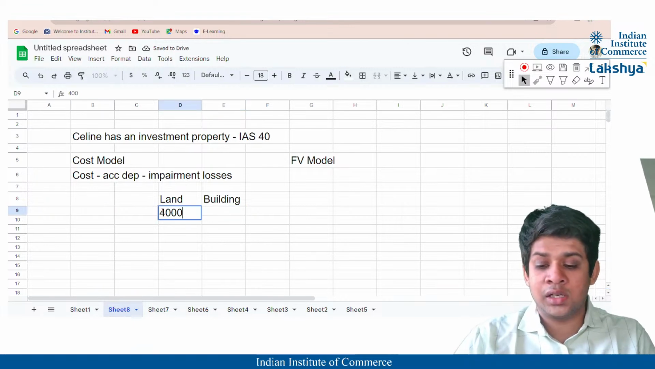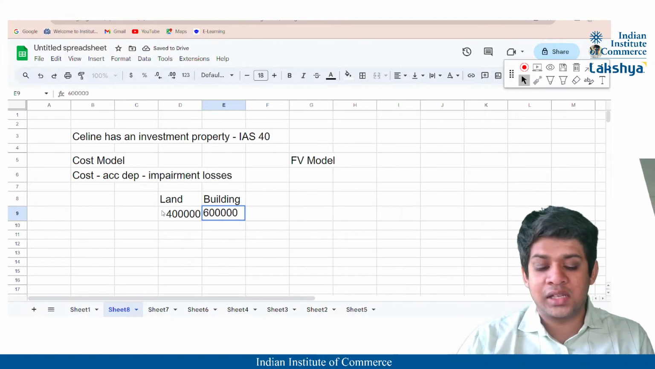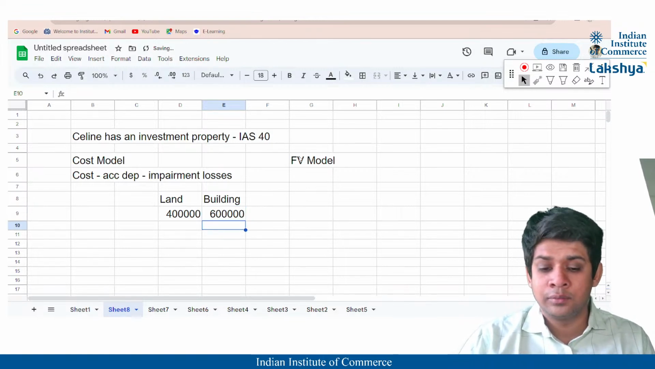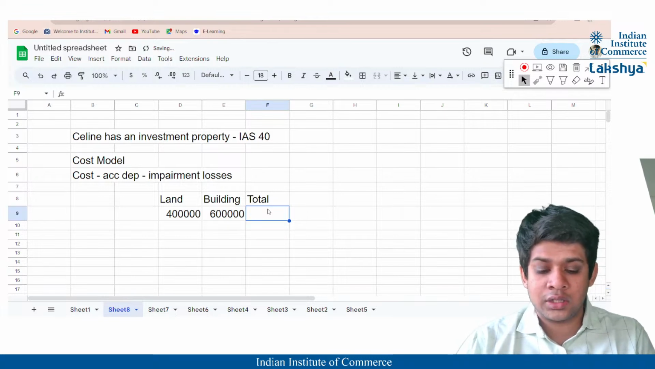The land part is considered to be 4 lakh. The building part is considered to be 6 lakh, and the total is, I'll just delete this part as of now, and the total value of the property is 10 lakh. Correct? I'll just apply the formula here.